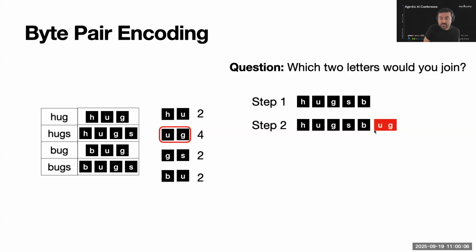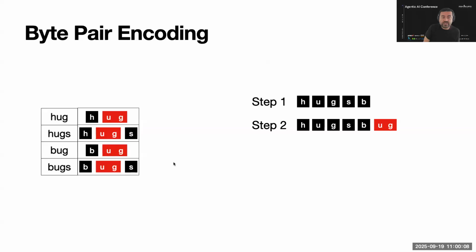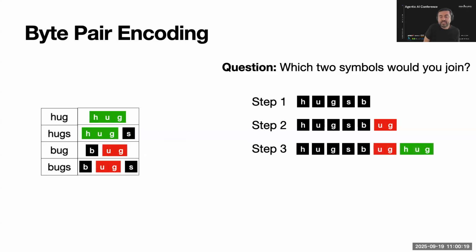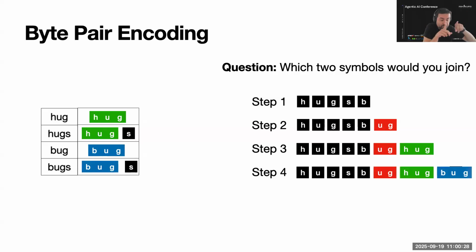So now from the tokens that I have, which one should I join the most? Well, it seems like every pair appears twice. So I'm just going to pick a random one and join hug. Hug is a token. And I keep going, right? So now I have ug and hug. And the next one is bug because it appears twice. So basically, if I just take the most common appearing pair of letters or existing tokens and join them, I get a pretty decent tokenization, right? There's better, but that's it.